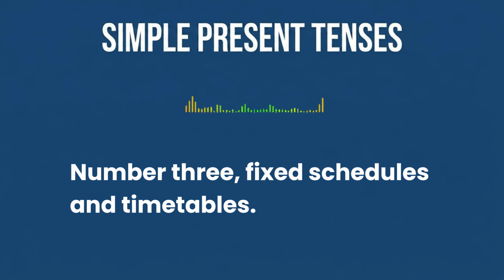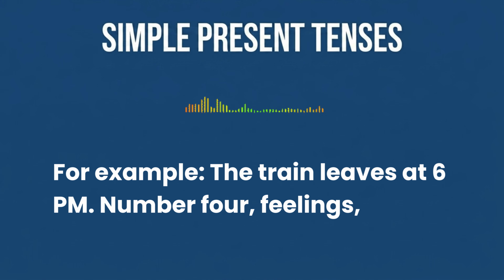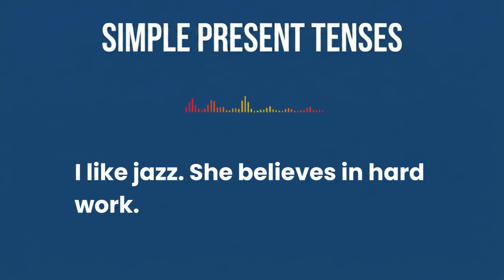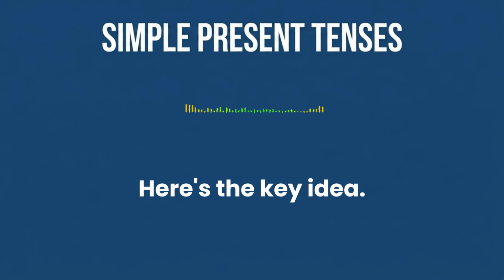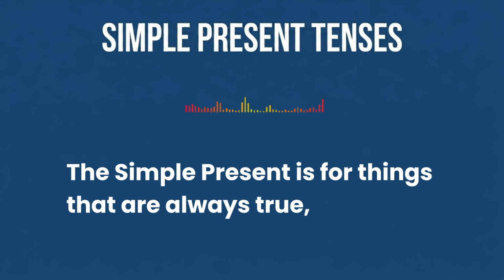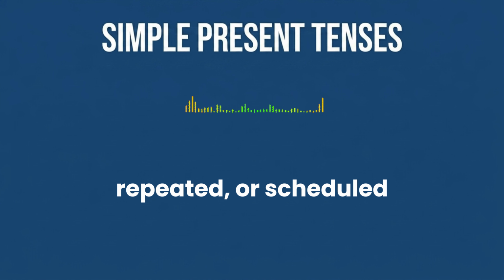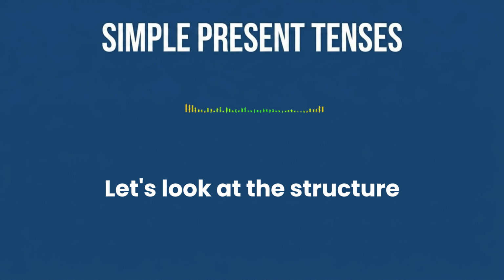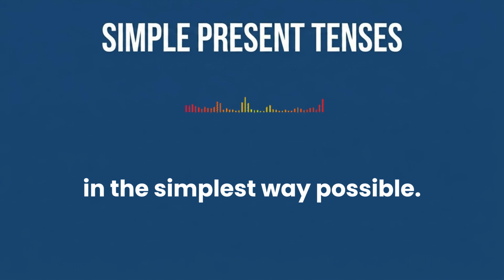Number 3, fixed schedules and timetables. For example, the train leaves at 6 p.m. Number 4, feelings, opinions, and states. For example, I like jazz. She believes in hard work. Here's the key idea. The simple present is for things that are always true, repeated, or scheduled, not things happening right this second.